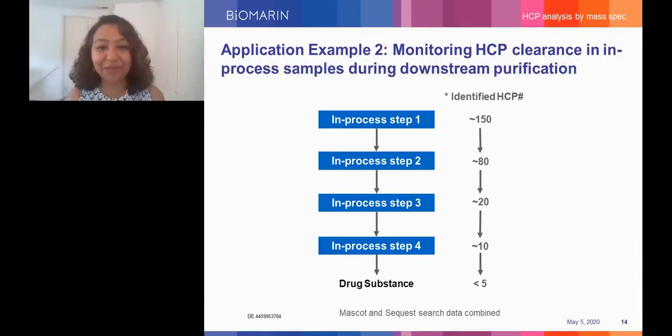As I mentioned before, you can use this technology to follow a process. You can try to understand how to improve the purification process. You can try to understand which host cell proteins are removed at which step of a purification process, for example. And so this is showing in-process steps, let's call them 1, 2, 3, and 4. And what we've done is measured the number of HCPs that we see by mass spectrometry.